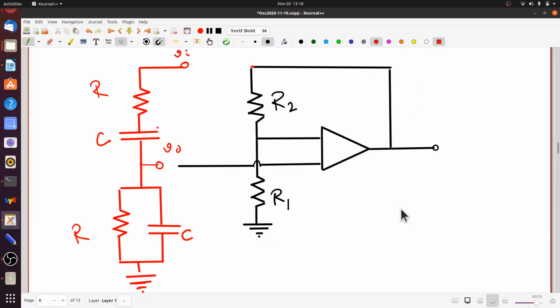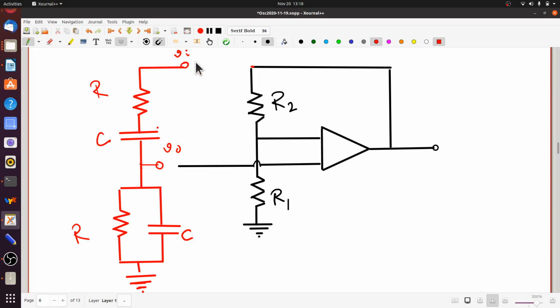This is the second part of the Wien Bridge oscillator circuit. It's made out of a series RC combination in series with a parallel RC combination. This should be something which is pretty familiar to you from our circuit analysis classes long ago. We talked about this particular circuit there. This was called a lead lag network. And this lead lag behavior of this network is very, very important for the working of this particular oscillator that we are trying to design here.